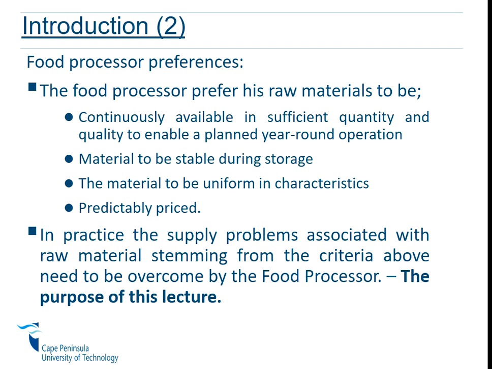We want the color to be a certain degree. We want the texture to be a certain firmness. We want the sweetness at a certain level. So all these things should give us an indication, should always be consistent when you are buying your raw materials, because obviously that's going to affect the final product that you're going to manufacture. So as a processor, you would want then the quality to be continuous so that you can be able to plan a year-round operation.